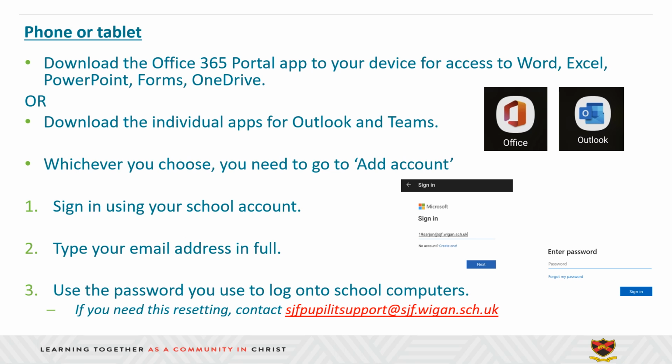So for example, 22sarjon@sjf.wigan.sch.uk, the email address that we've given on the first slide. You type this in full. Use the password you used to log on to school computers. If you need this resetting, please contact SJF Pupil IT Support at sjf.wigan.sch.uk.